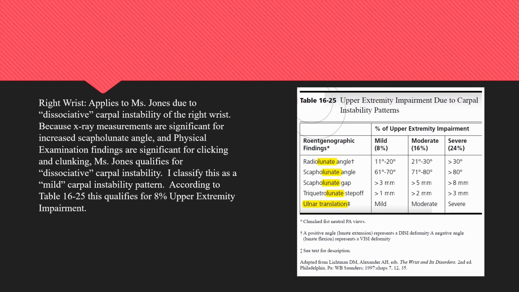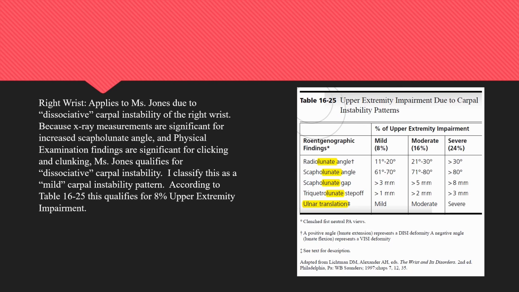So here is the permanent impairment argument under the heading of carpal instability. For the right wrist, it applies to Ms. Jones due to a dissociative carpal instability of the right wrist. Because X-ray measurements are significant for increased scapholunate angle and physical examination findings are significant for clicking and clunking, Ms. Jones qualifies for dissociative carpal instability. I classify this as a mild carpal instability pattern, which according to table 16-25 here, qualifies for 8% upper extremity impairment as a mild carpal instability.